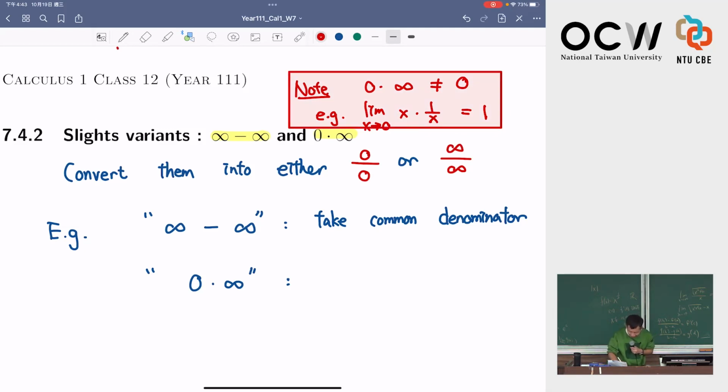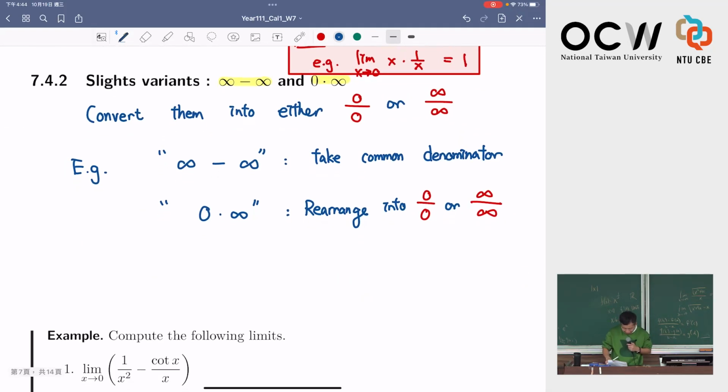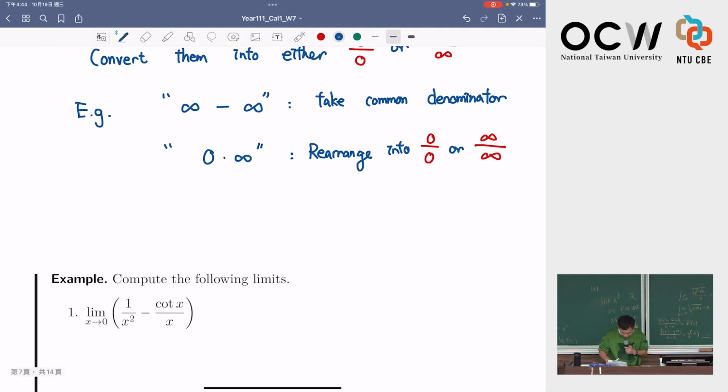If you encounter 0 times infinity, the way to do it is to rearrange it into the ordinary indeterminate forms. There are two fundamental forms, 0 over 0 and infinity over infinity. But talking about this sounds more difficult. Let us have a look at some concrete examples.